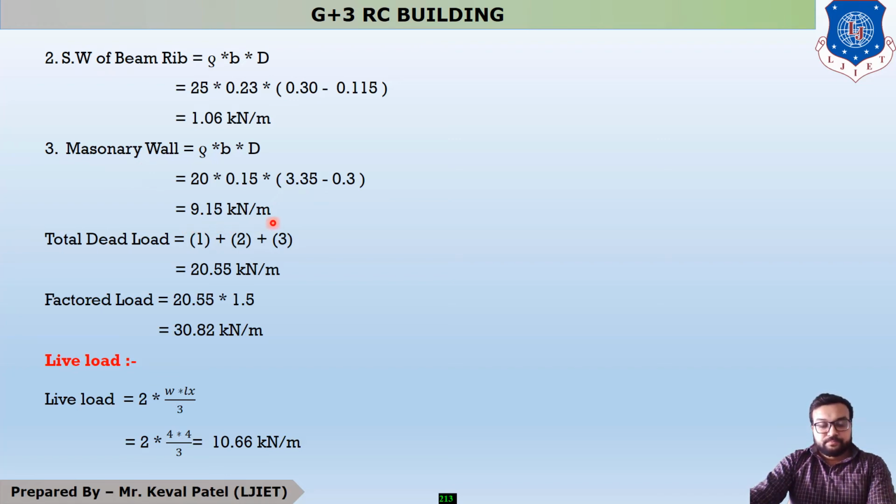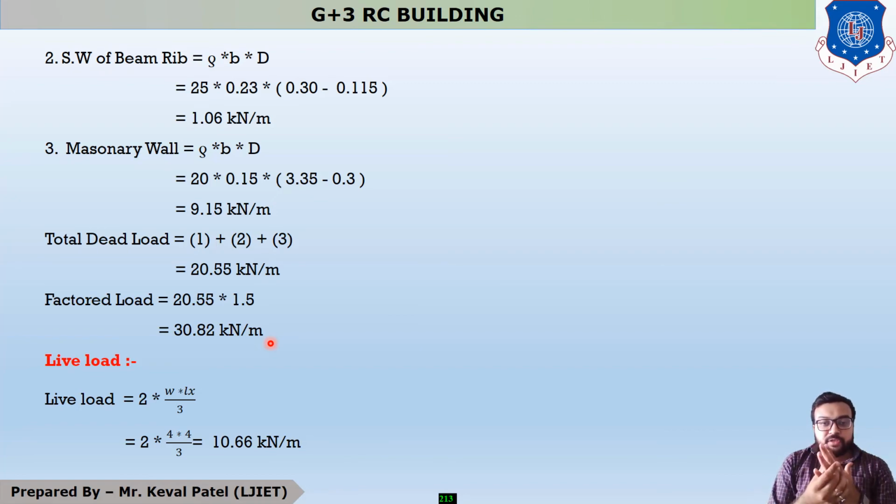So now, after finding out the self-weight from slab, masonry wall and self-weight of beam rib, our total dead load is the summation of all the loads, which is 20.55 kilonewton per meter. But this total load is the unfactored load, so our factored load is 30.82 kilonewton per meter.